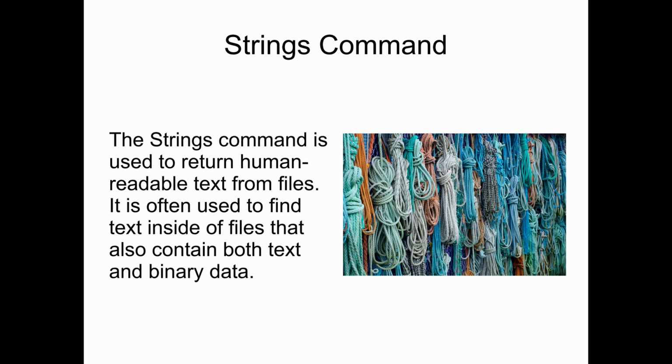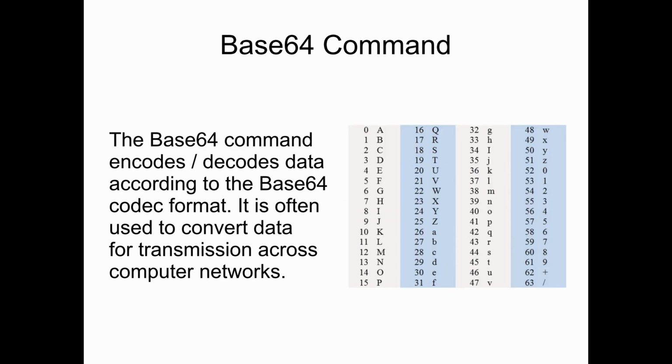The strings command is used to return human-readable text from files. It is often used to find text inside of files that contain both text and binary data. The Base64 command encodes and decodes data according to the Base64 codec format. It is often used to convert data for transmission across computer networks.